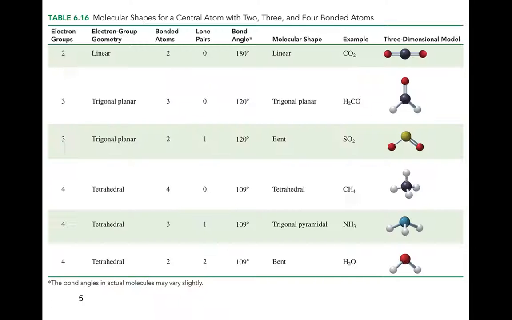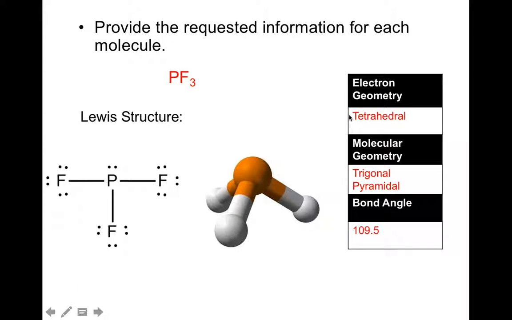So if I go back to my chart, again, I have 4 electron groups, so the electron geometry is tetrahedral. But now that I have 1 lone pair, essentially I pluck off one of those atoms, and so there's just a lone pair there that we can't actually see, and we call this molecular shape trigonal pyramidal. So my electron geometry is tetrahedral. My molecular geometry is trigonal pyramidal because I have this lone pair, and the bond angle is still 109.5.